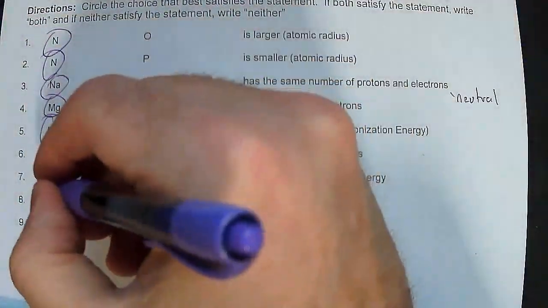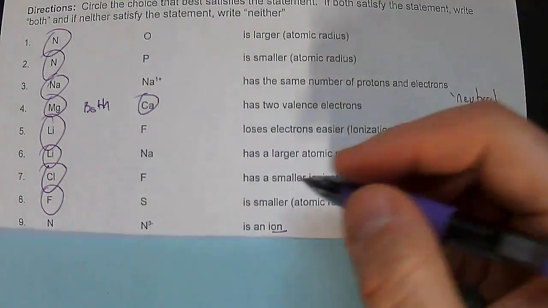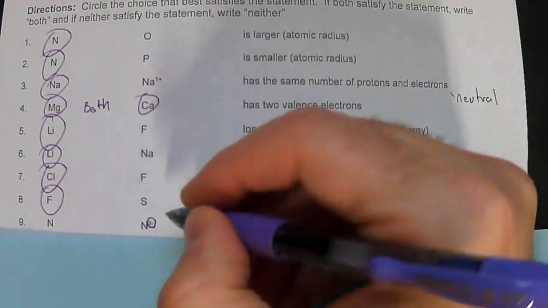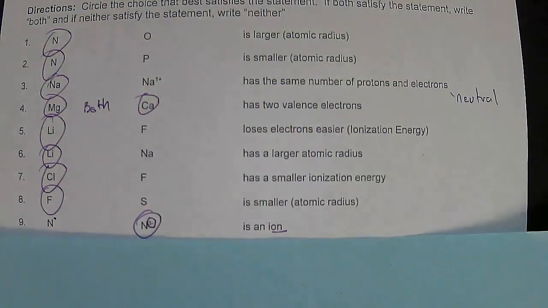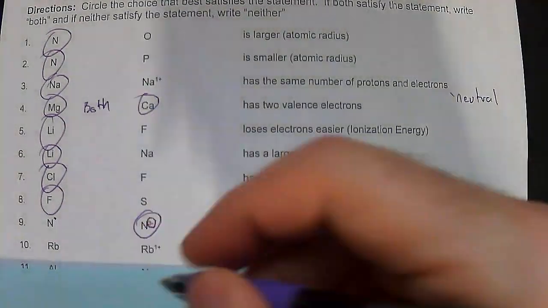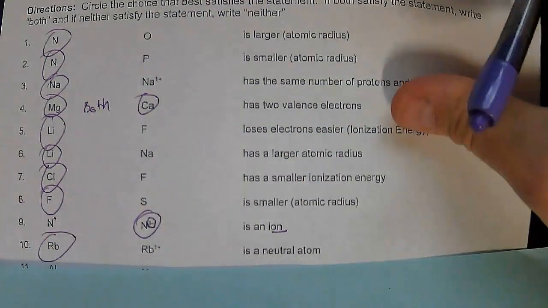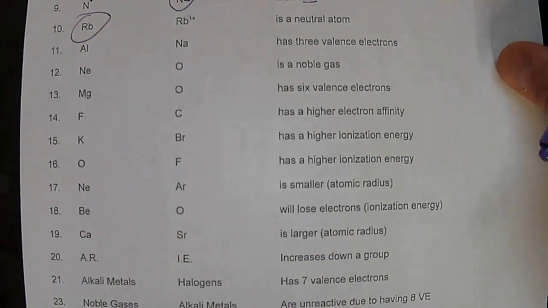So we'll circle this. Okay, so now which one is an ion? An ion has this charge here in the corner. This is neutral, so this is the ion. Okay, is a neutral atom, so that's neutral. Okay, so now we'll look at the bottom half of this.